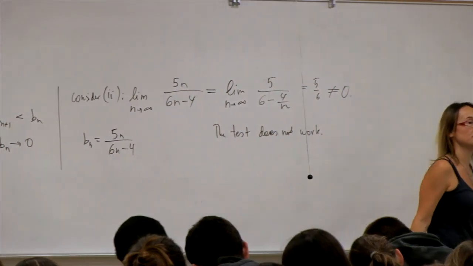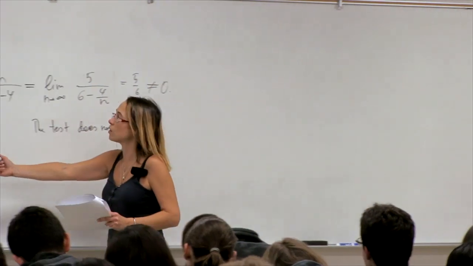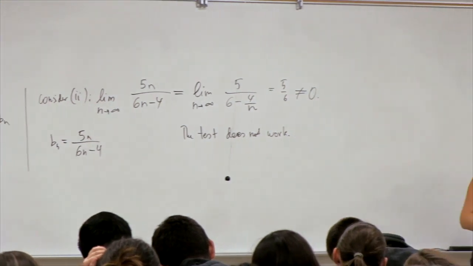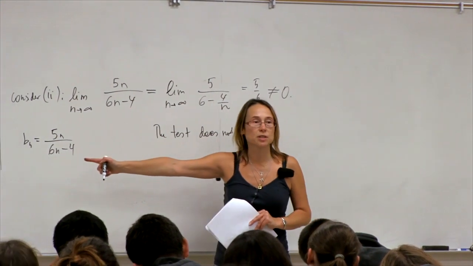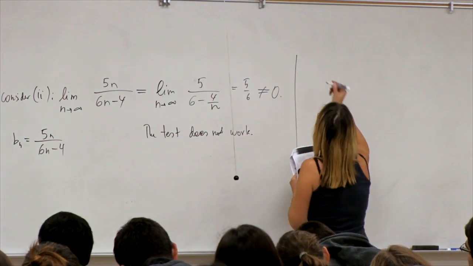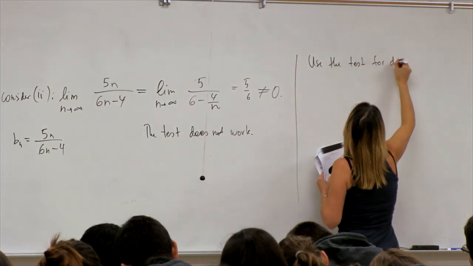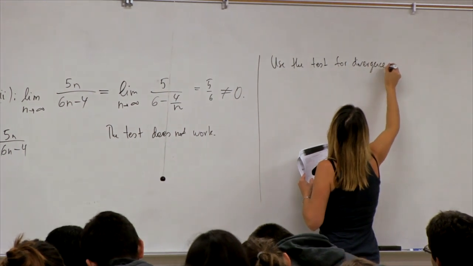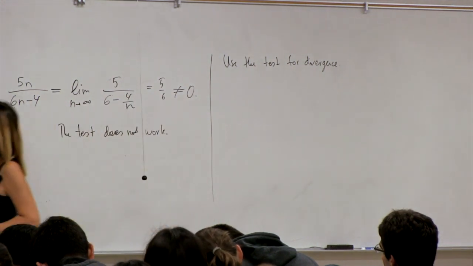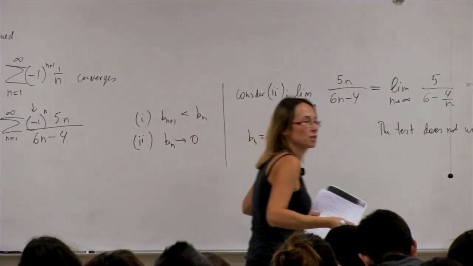So does it converge or does it diverge? If the test doesn't work, then we cannot really conclude anything, because for it to work, we need both conditions to be satisfied. So we need more tests to assess the convergence of this particular series. So we are going to use the test for divergence. Remember, if the limit of an as n goes to infinity is not equal to 0, then for sure the thing is going to diverge.